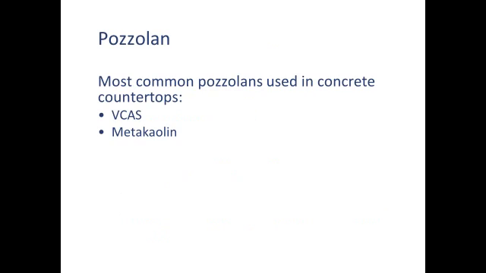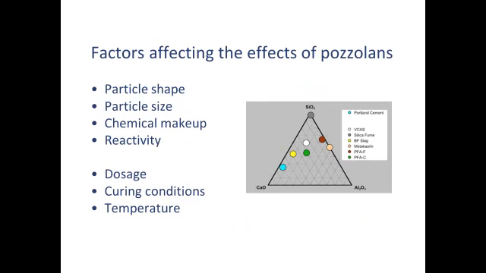So in concrete countertops, the two most common pozzolans are VCAS and metakaolin, VCAS being the vitrified calcium aluminosilicate, and I'll step through what that is. But the reason why these are used is because they're white. There are lots of different pozzolans. Some I'm not mentioning, rice hull ash for one. There are a bunch of other ones. They all have different chemistries.